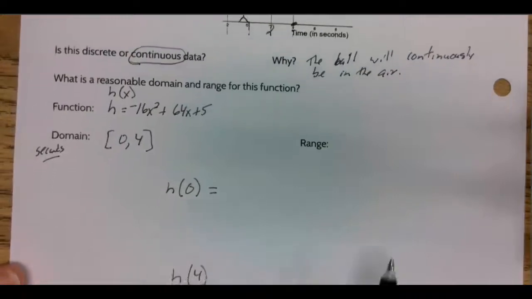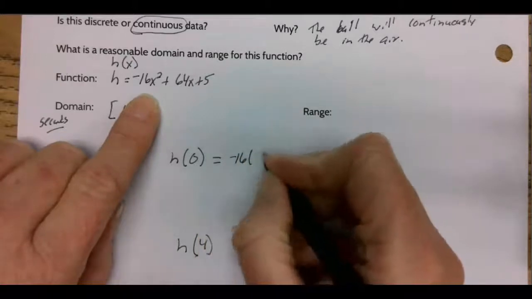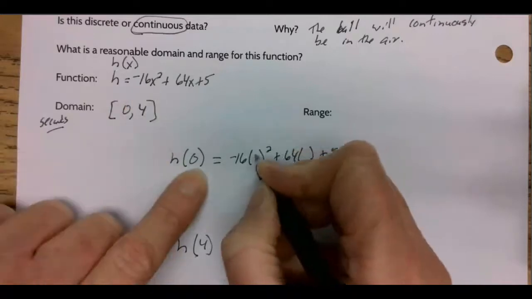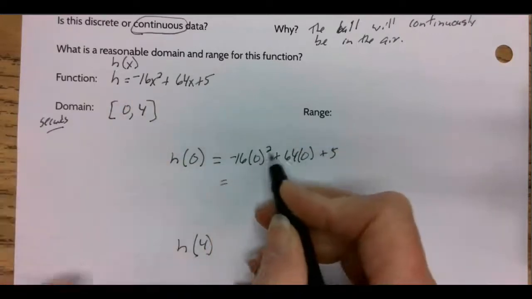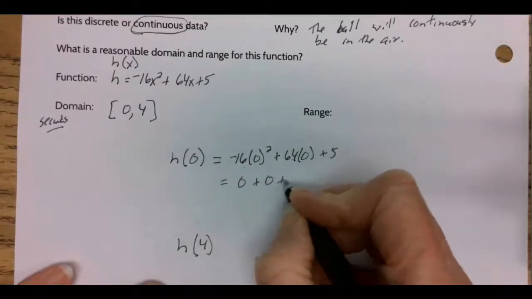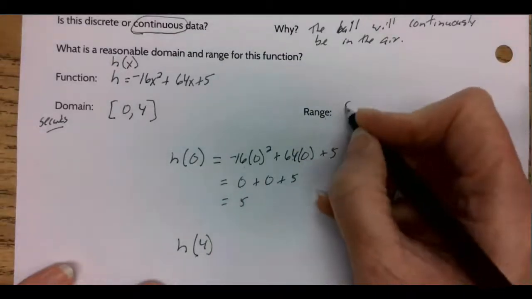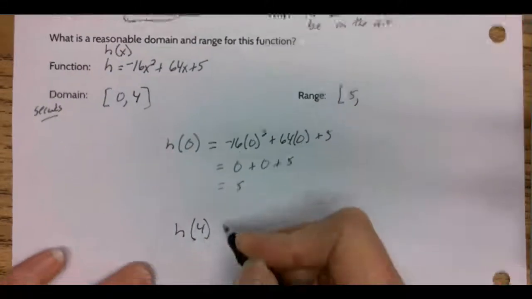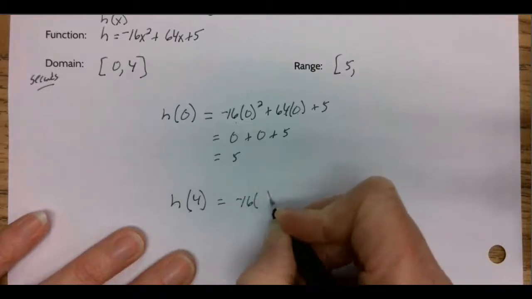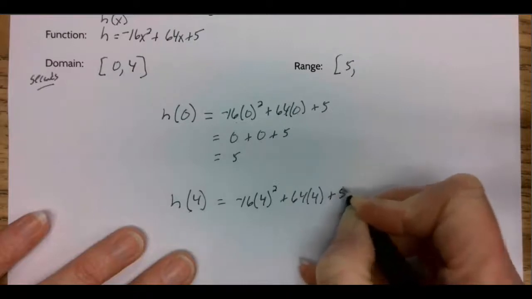So I'm just plugging them in now. So h of 0, plug it in, and I get negative 16 plus 64 plus 5. So I'm going to plug in my 0. Well, 0 squared is 0 times negative 16, that's 0. 64 times 0, that's 0. So I get 5. So my initial height, my range, is going to be 5. Let's plug in h equals 4. So I'm going to have negative 16 times 4 squared plus 64 times 4 plus 5.